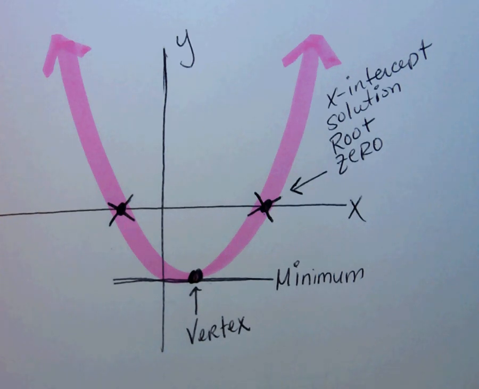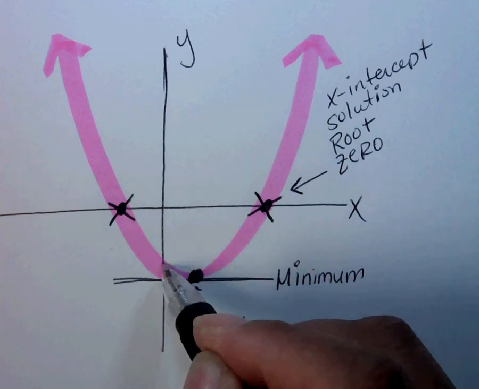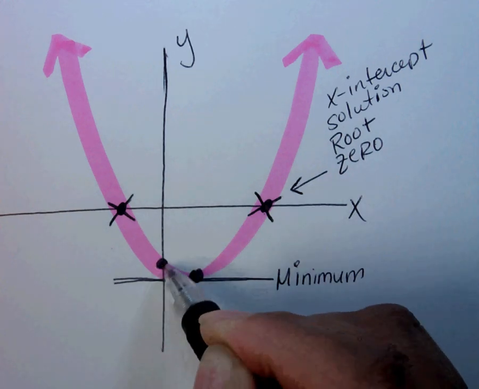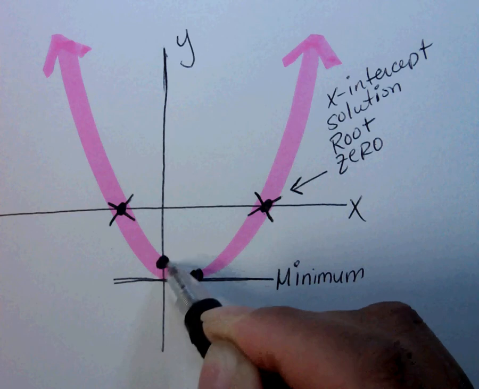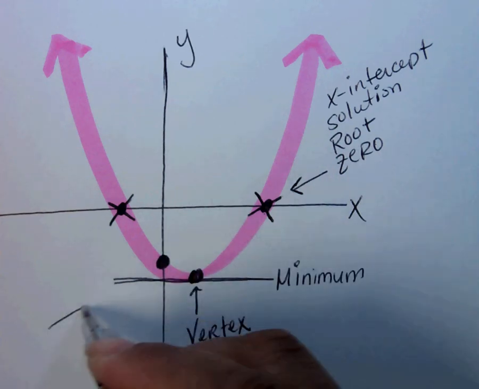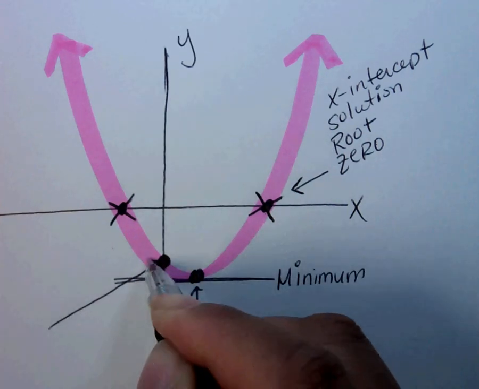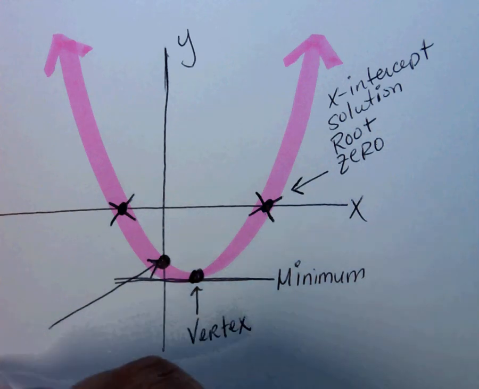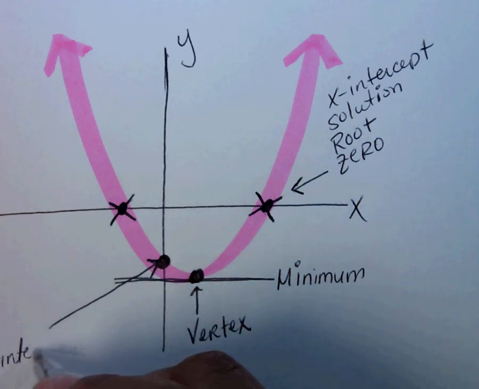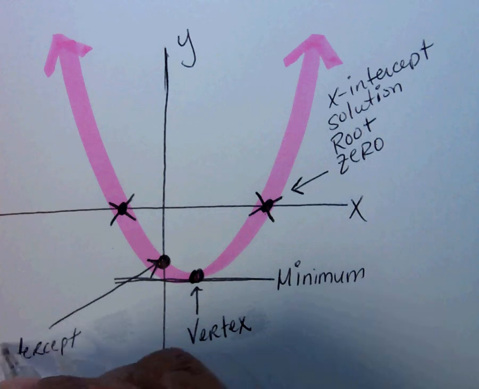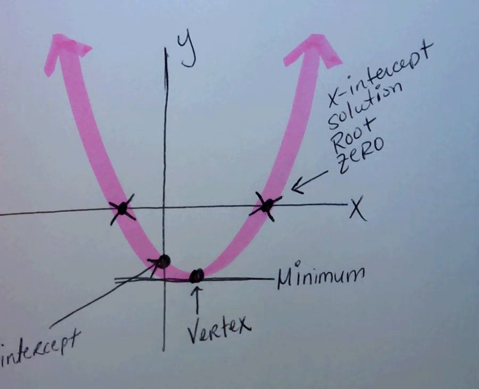And then where it touches the y axis, can anybody guess what that is called? Good job. It is the y-intercept. And then we have one more.